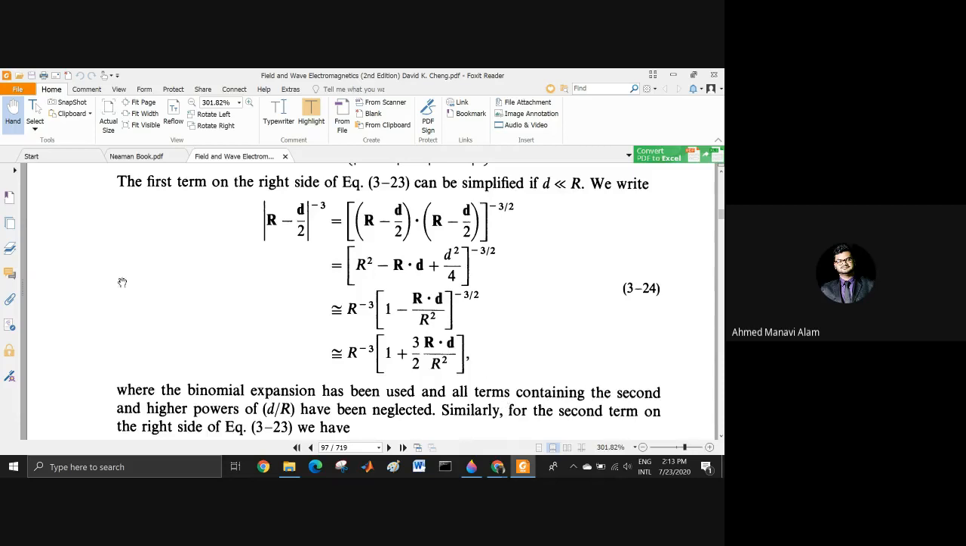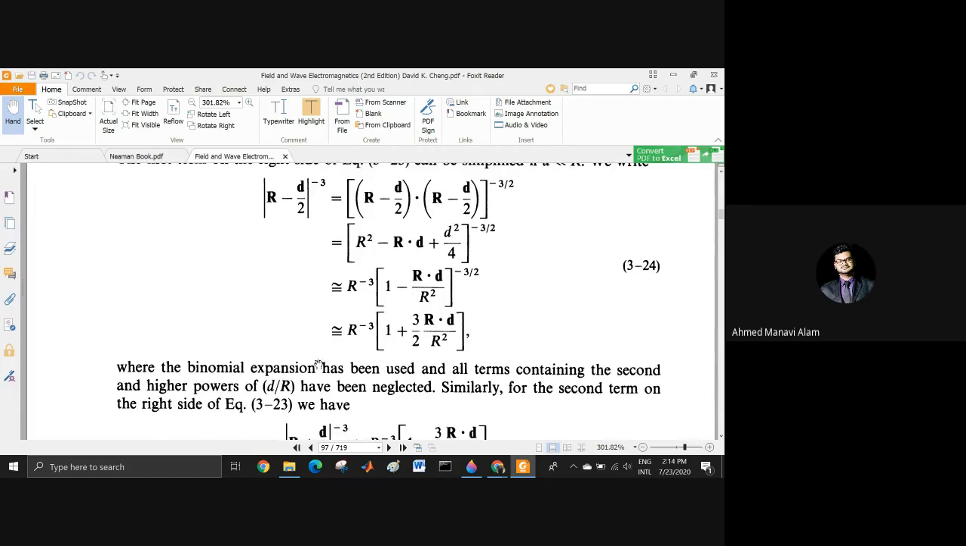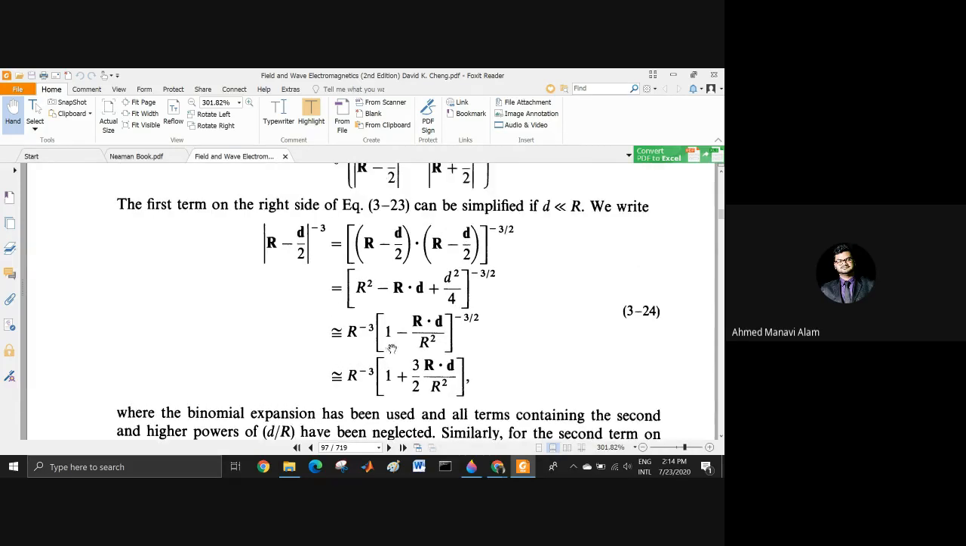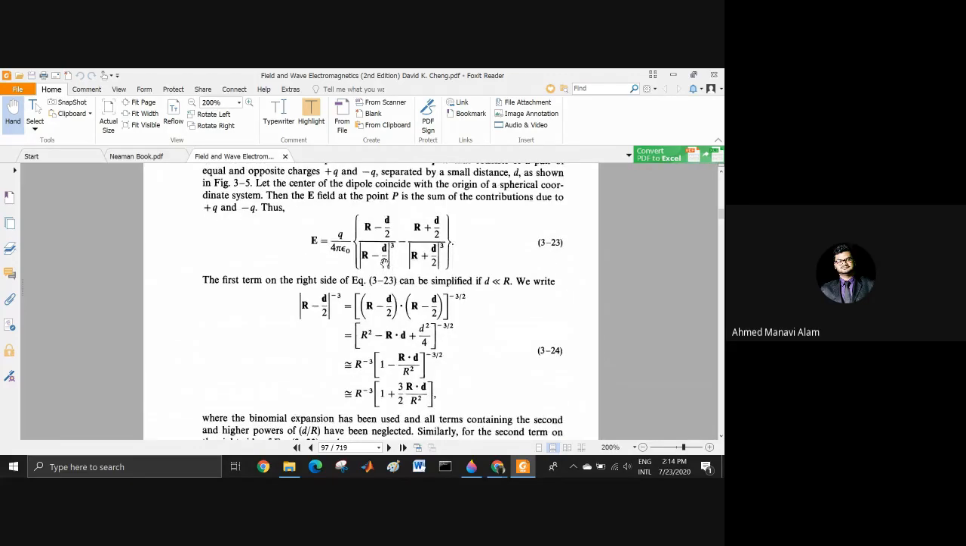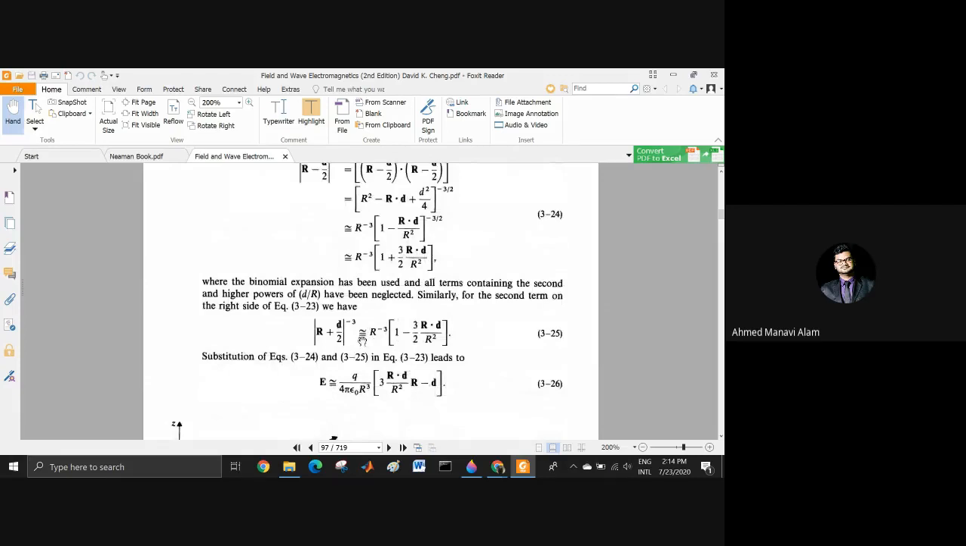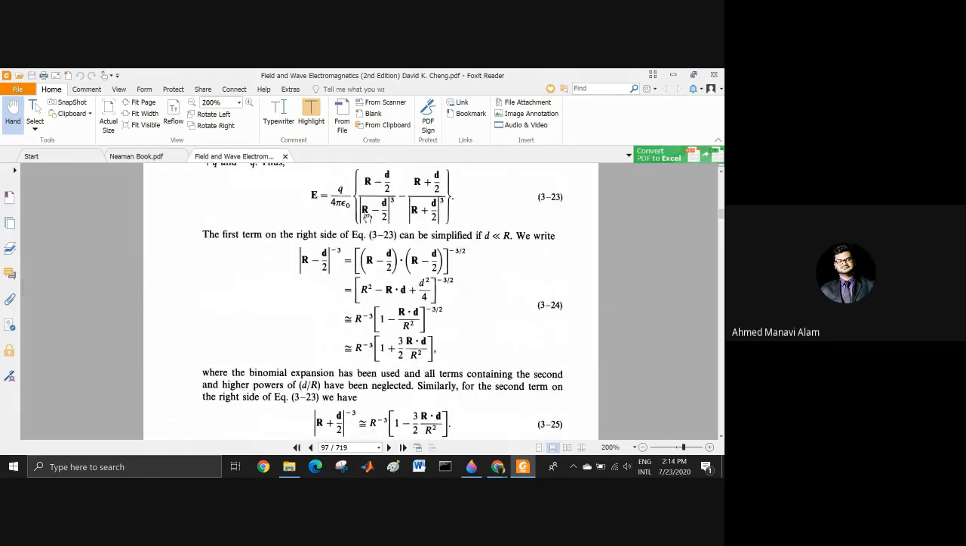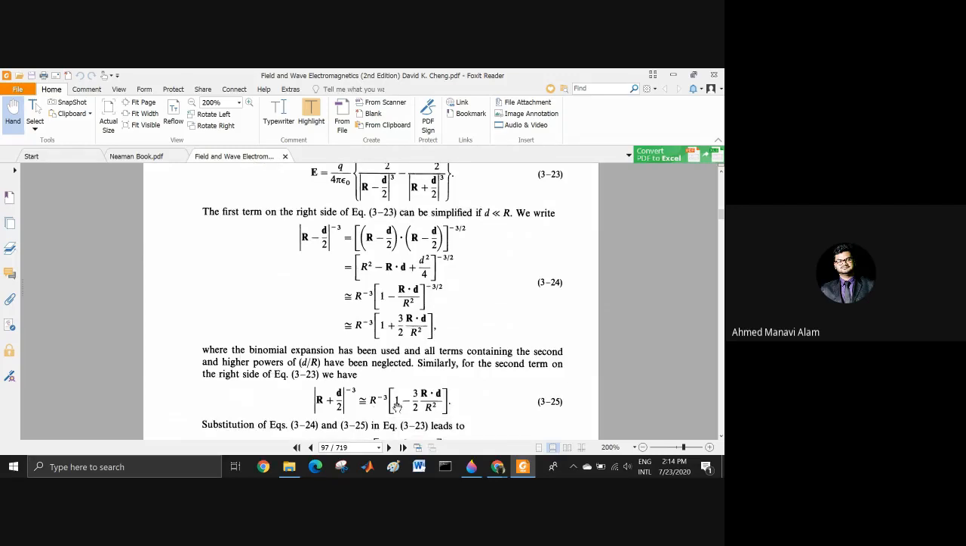There are many higher order terms here, and they have taken them out. Later search for the binomial expression, you will get it. And in that binomial expression, they have taken the higher terms out, where the binomial expression has been used and all the terms containing the second and higher order of d by r have been neglected. So this whole term has been replaced by this. So they have replaced this term here. And we have done it for r minus d by 2. R plus d by 2 will be the same, just there will be a minus here.